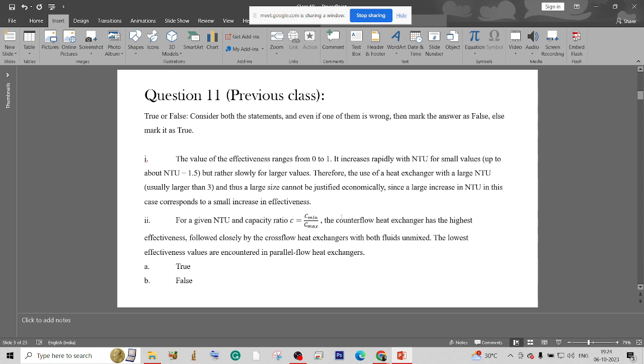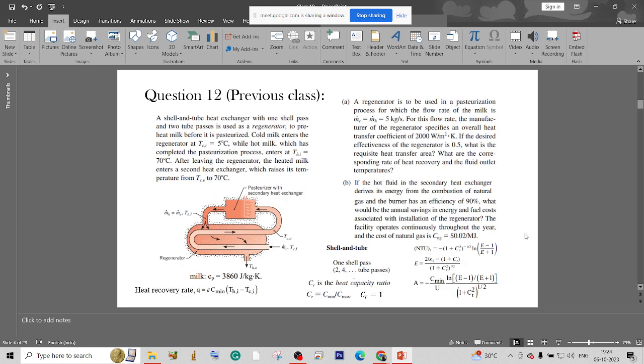Right. Now for the next question. Okay, so what does it say? A shell and tube heat exchanger with one shell and two tube passes is used as a regenerator to preheat milk before it is pasteurized.